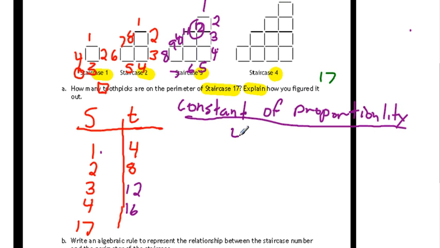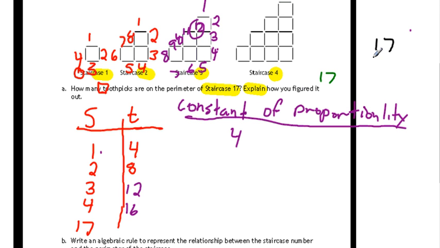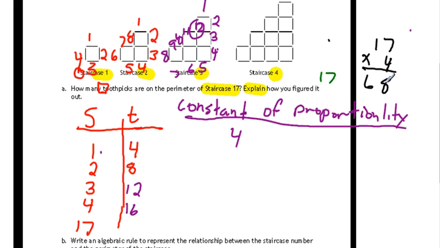So how do we get the answer for number 17? It's going to be 17 times 4. And that's going to get me 68, because 4 times 7 is 28. Carry the 2. 4 times 1 is 4, plus 2 is 6. So the answer is 68.